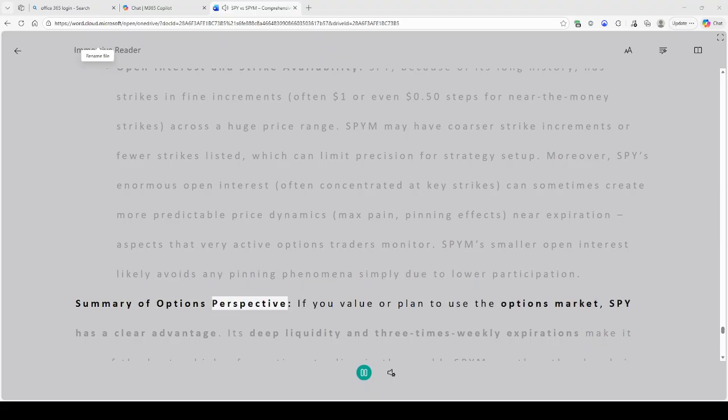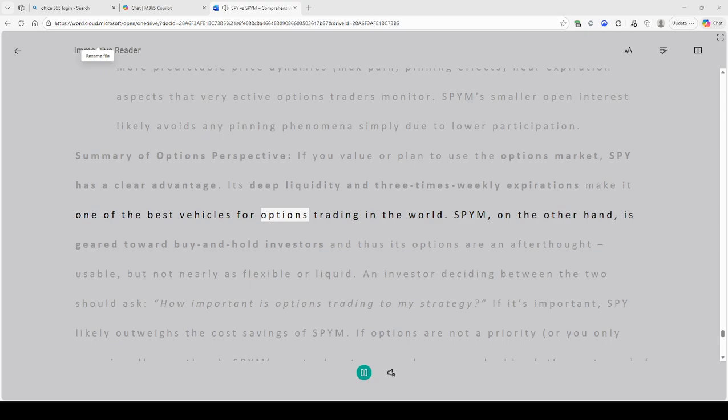Summary of options perspective: if you value or plan to use the options market, SPY has a clear advantage. Its deep liquidity and 3 times weekly expirations make it one of the best vehicles for options trading in the world. SPYM, on the other hand, is geared toward buy-and-hold investors and thus its options are an afterthought, usable, but not nearly as flexible or liquid.